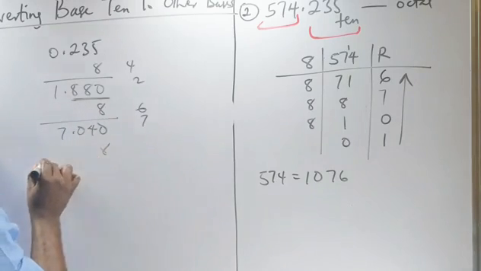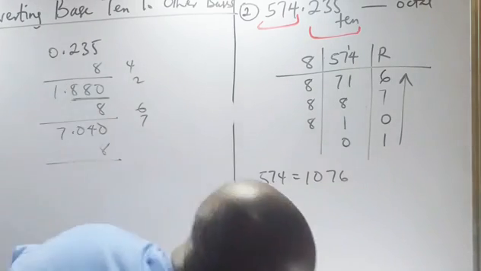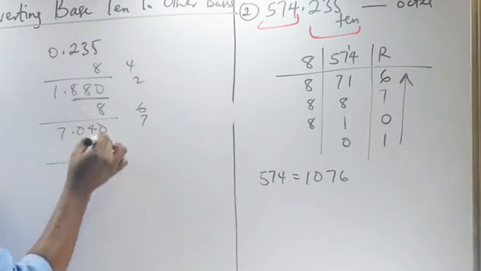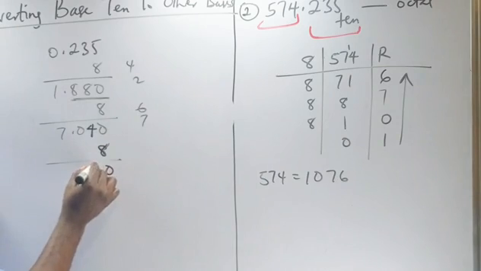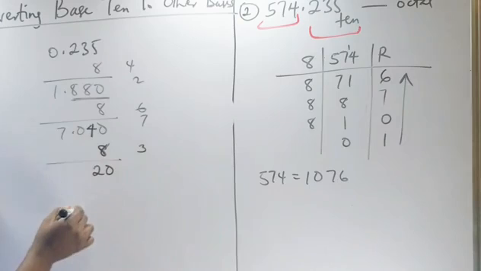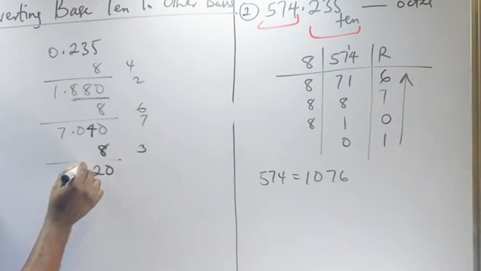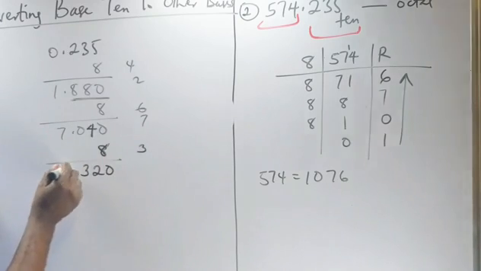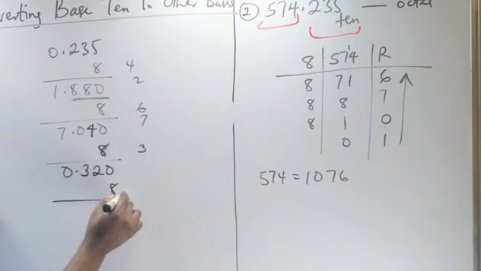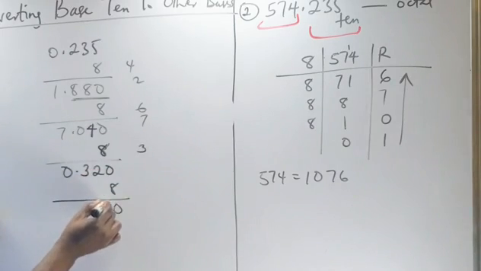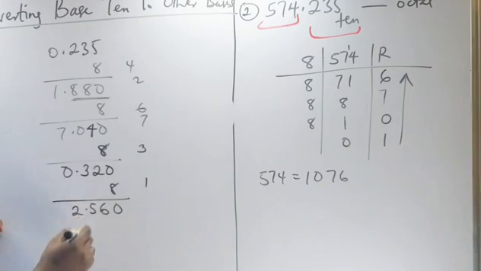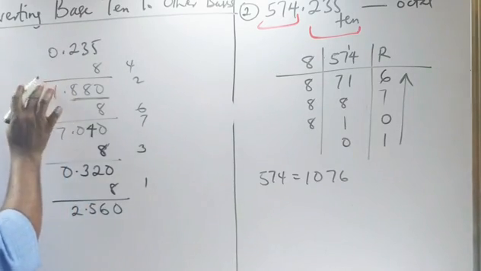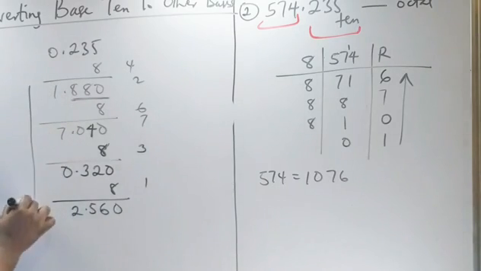So we'll continue with 8 again. 8 times 4, that is 32. You write what? 2. Carry what? 3. 8 times 0, 0 plus 3. You write what? 3. Right? 8 again. I'll tell you what we're going to do next. Our answer will be the decimal part starting from this place. So we can continue, but we don't want it to be too long.